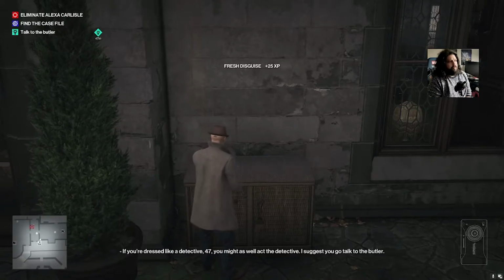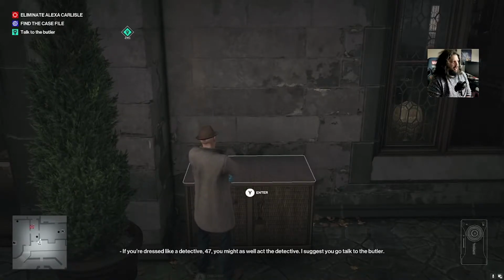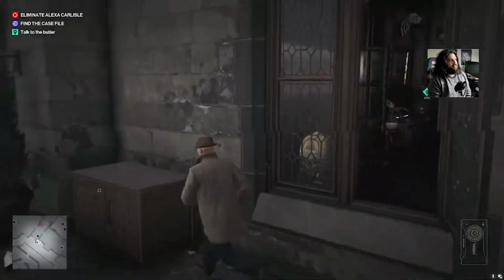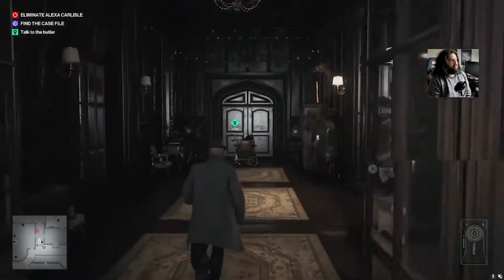Now we're dressed like a detective, and now we're gonna act like a detective. She suggests you go talk to the butler. So let us do as the lady suggests and go talk to the butler.